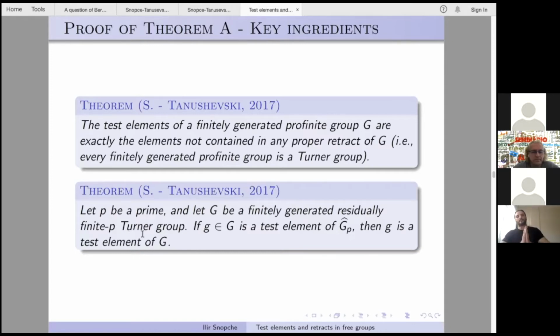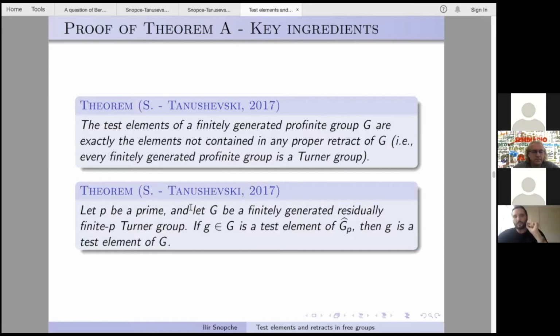So now let us go back to our example. What do we have in our case? We want to show that the set of test elements in a free group of finite rank forms a set of asymptotic density one. Of course, free groups are residually finite-p, and we know that they are Turner. So that's why, in the case of free pro-p groups, we can apply this second theorem here.